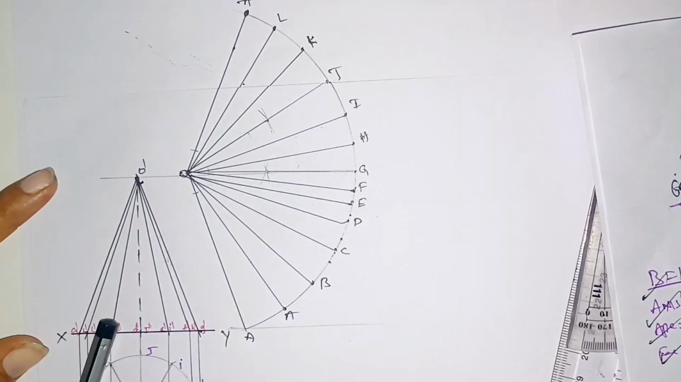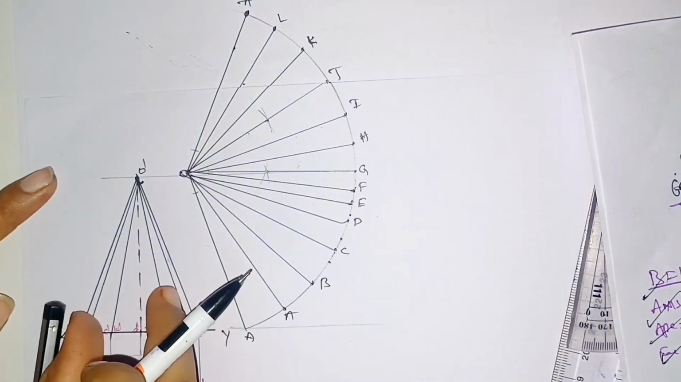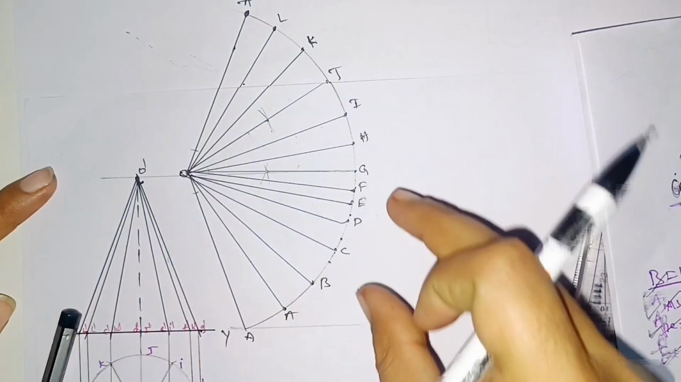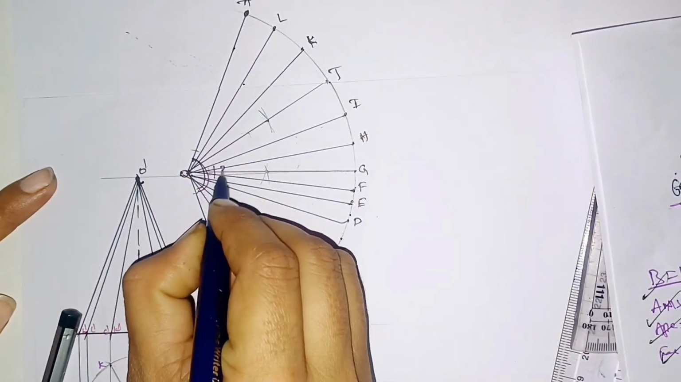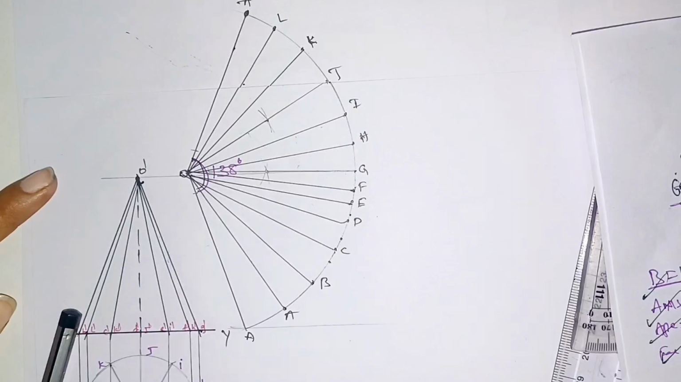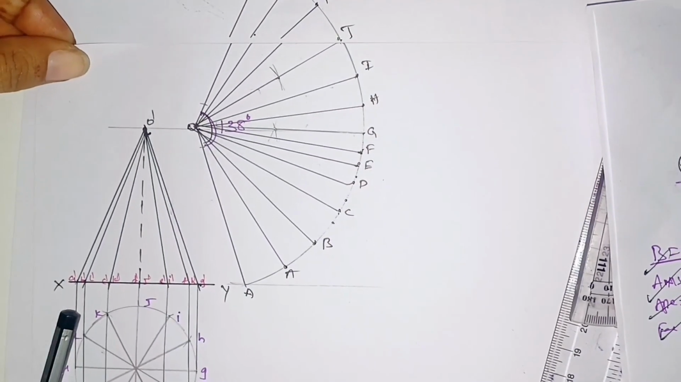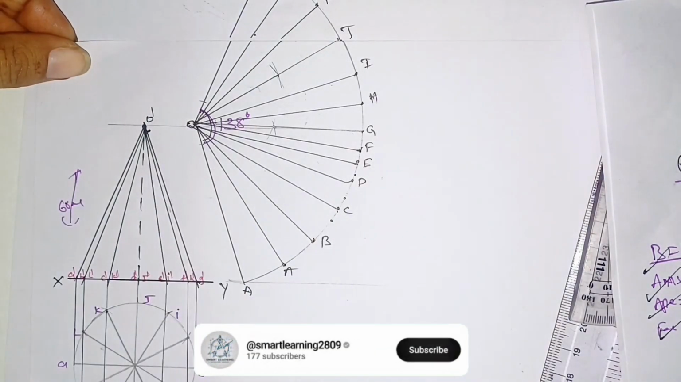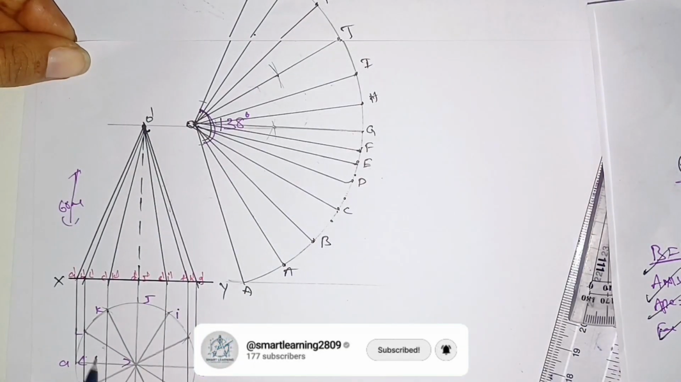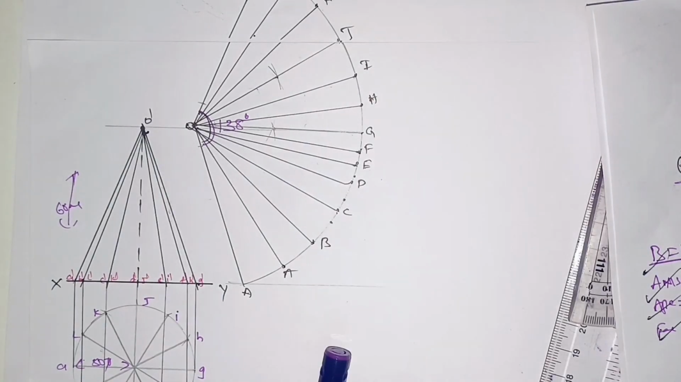Then we get A to A, and we have to develop this cone into the development A to A. That's why we calculated the theta value of approximately 138 degrees. This axis is 60 mm and this radius is 50. This is the development of the cone.